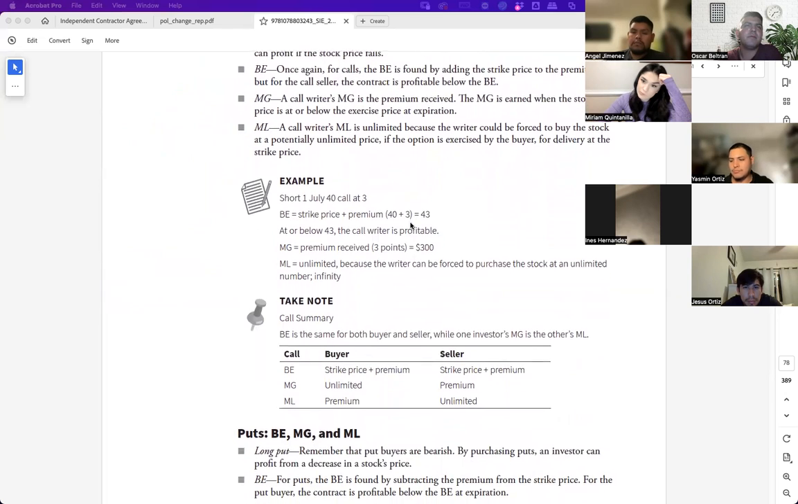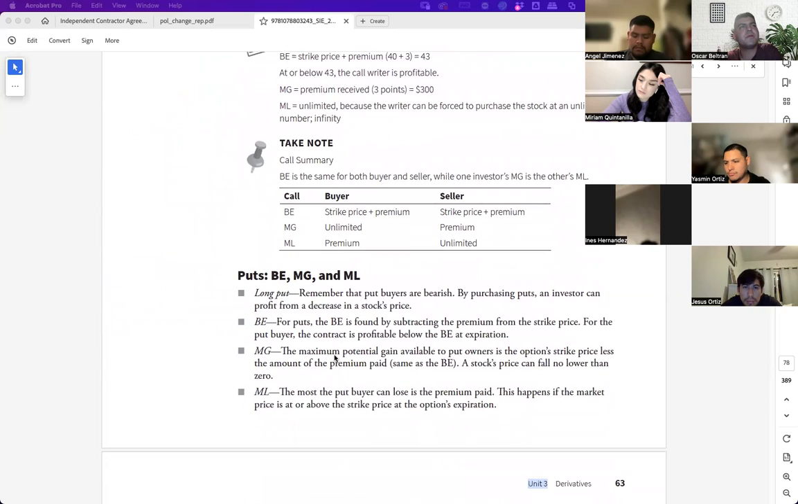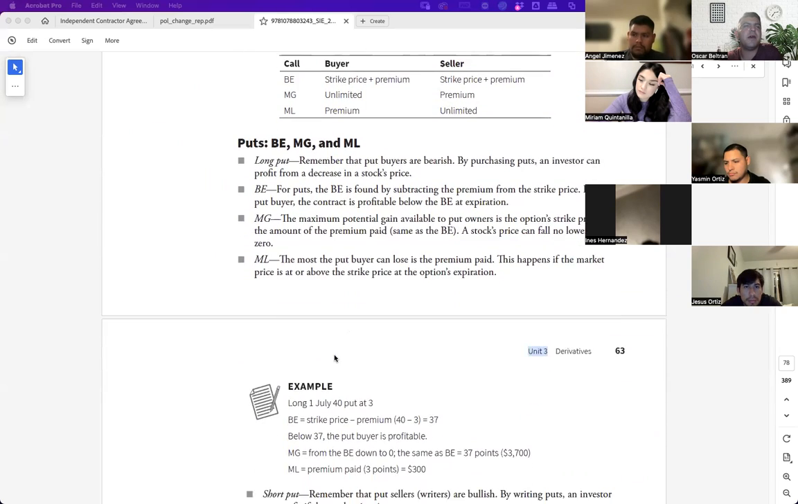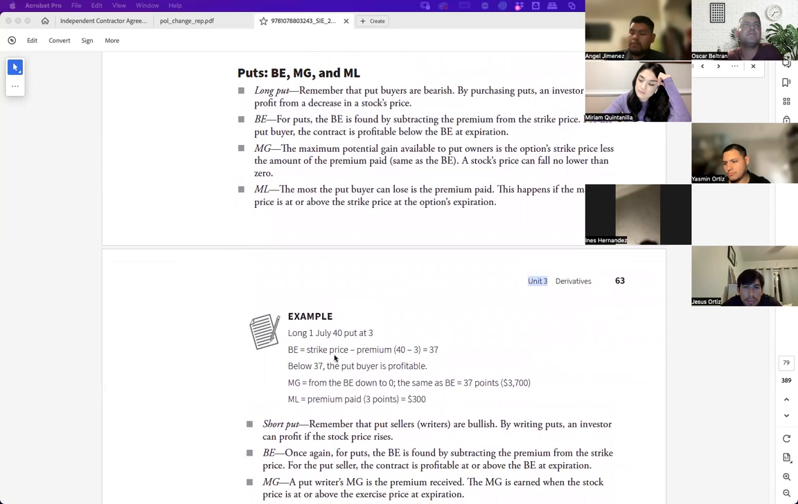All right, perfect. And right here's a little table. You guys can use this as a little cheat sheet to help you memorize the difference between the calls, the buyer, the seller. All right, so now we have here, how many more pages do we have? Like 7 more pages. All right, cool.